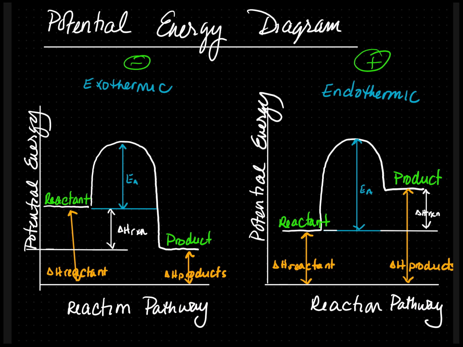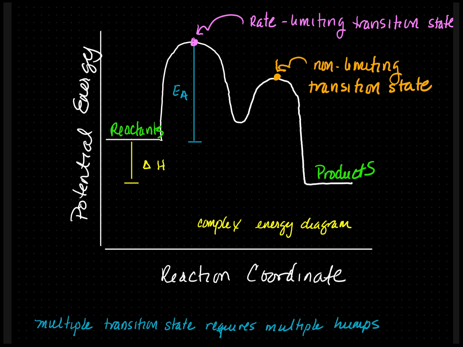In addition, the activation energy is always from the reactants to the top of the peak. However, if you notice endothermic, the activation energy is a lot higher than exothermic. This is why most reactions are exothermic rather than endothermic. This is also a potential energy diagram. The only difference is this is a little bit more complex because there are multiple steps, or multiple elementary steps.